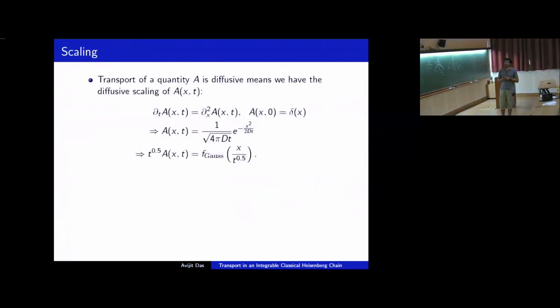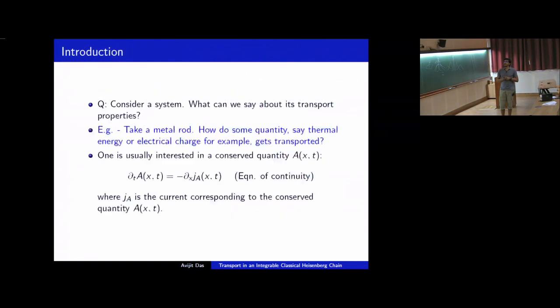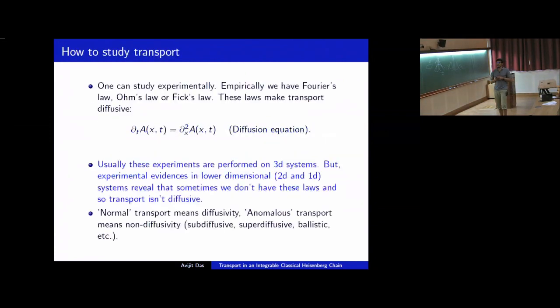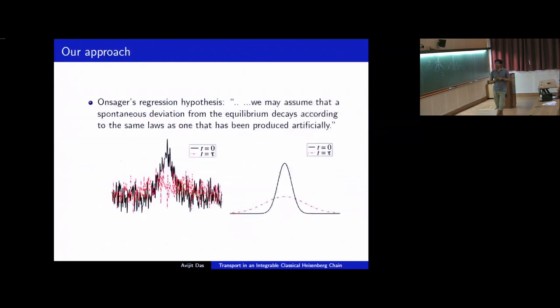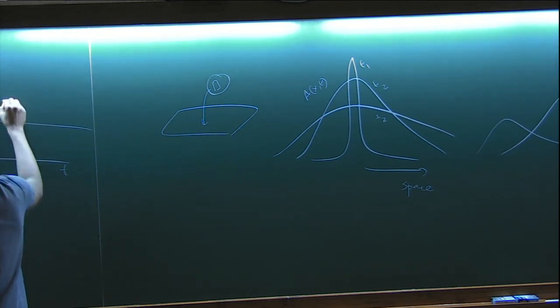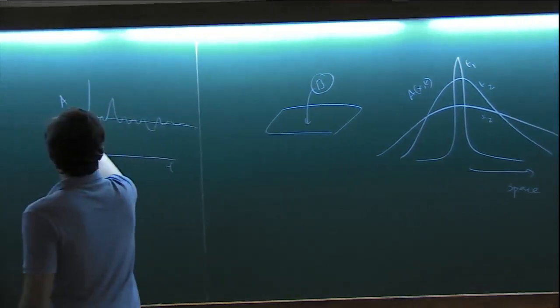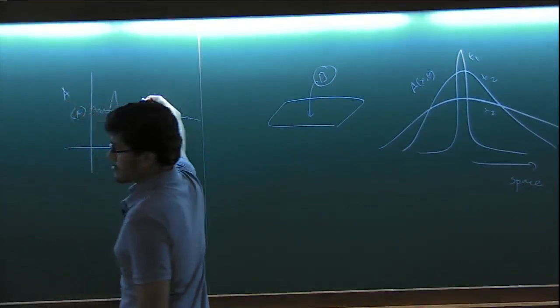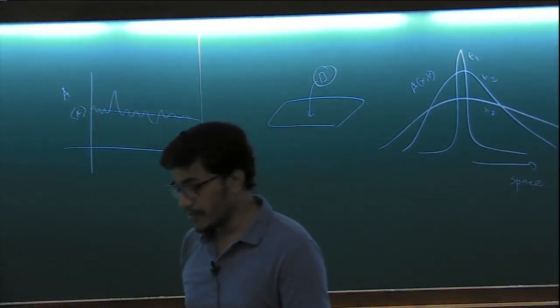So one approach was to do experiment. Okay. So what can we do theoretically? This is the question. Our approach is to use this Onsager regression hypothesis. So what is this hypothesis? Given a system in equilibrium, so what is equilibrium? If I take any quantity and the system is in equilibrium, I have some fluctuation around the mean, right? This is precisely equilibrium.